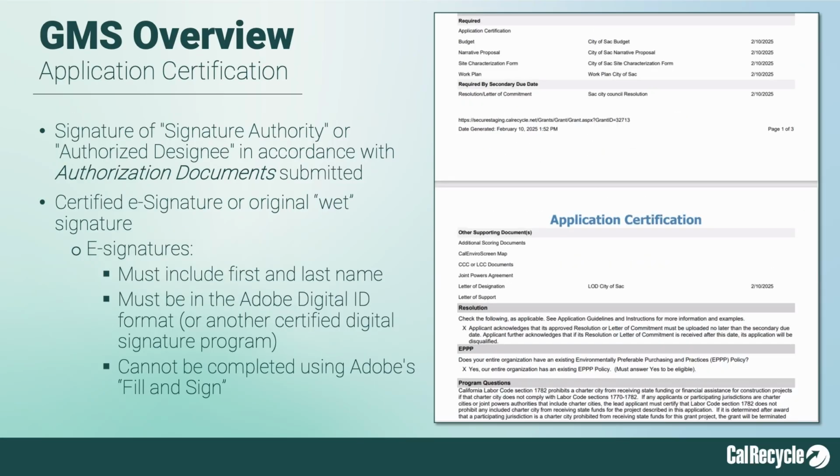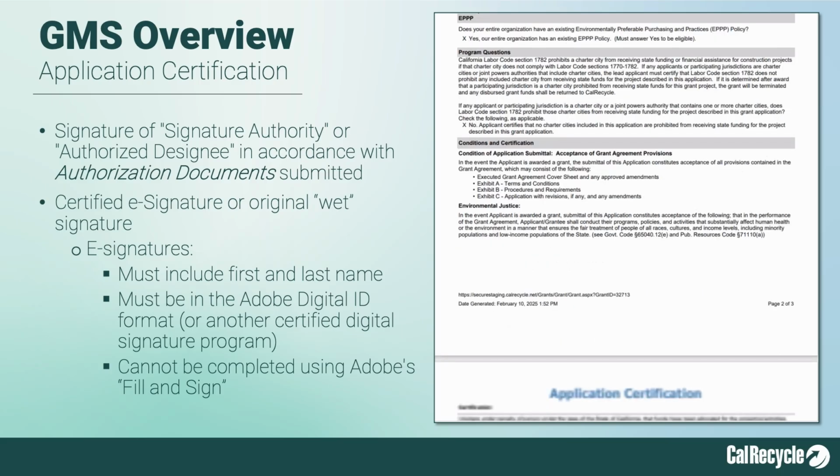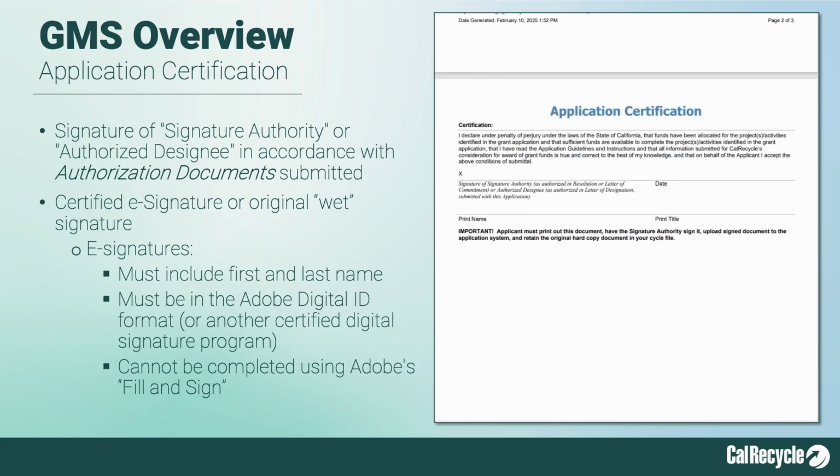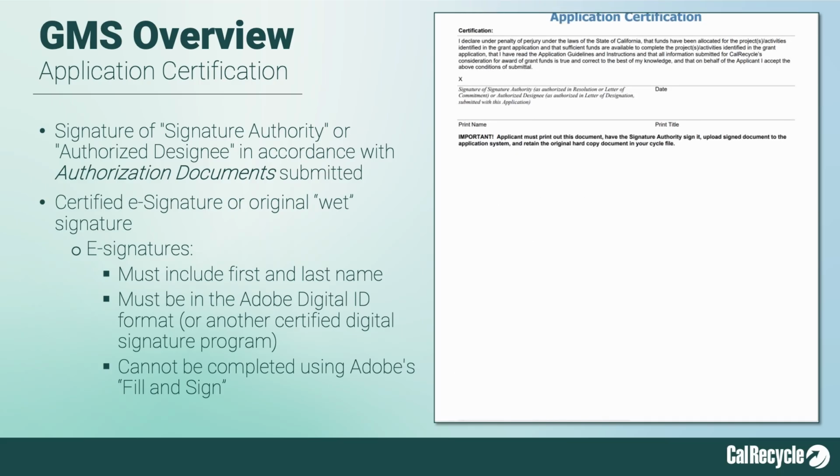After reviewing the contents of the application certification, please pay close attention to who is authorized to certify and sign the application, and CalRecycle's requirements for e-signature or wet signatures. Signature authorities must be verifiable in accordance with authorization documents submitted, and e-signatures must be completed through a certified digital signature program such as Adobe Digital ID or DocuSign.